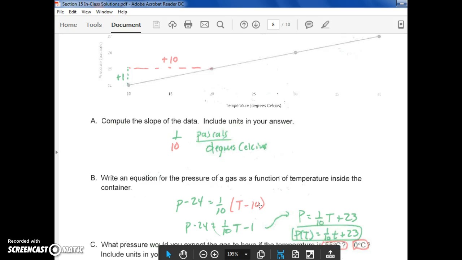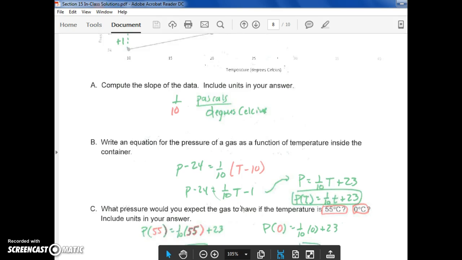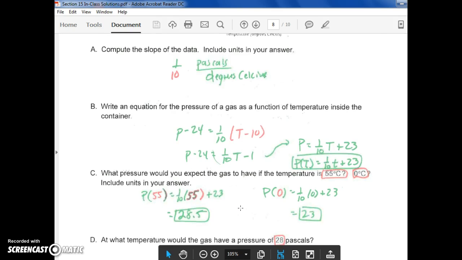In part B, we're writing the equation of the line. I picked the point (10, 24) because it was the easiest one to use. I already figured those points out. So the y-coordinate, or I'm sorry, the p-coordinate is 24. That's the output. So p minus 24 equals 1/10, and then the t minus 10 would be our temperature. And we can rearrange that for p, distribute the 1/10, and then add 24 to both sides. And we end up getting 1/10 t plus 23.